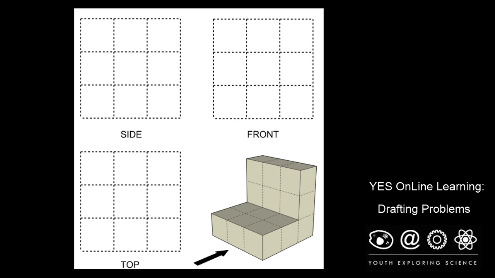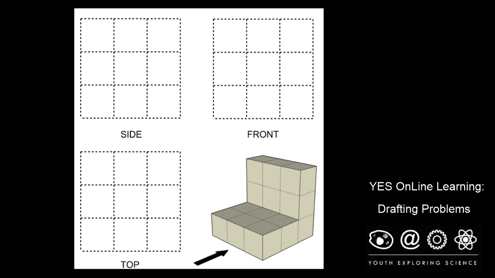Today we're going to take a look at a drafting problem, and what we have in front of us is a three-dimensional drawing of what I like to think of as a chair without any legs. You can see the place where you would sit and where the backrest would be, and I'm going to show you how to draw this in three different views: a top view, a side view, and a front view.